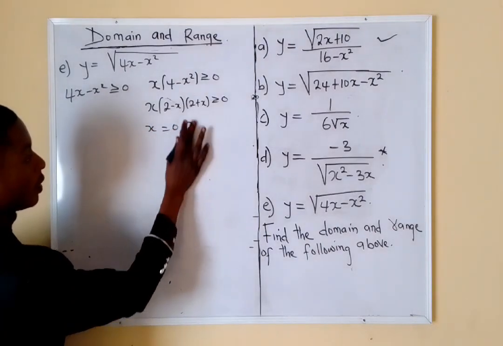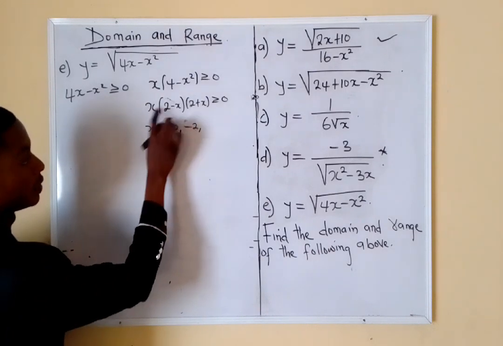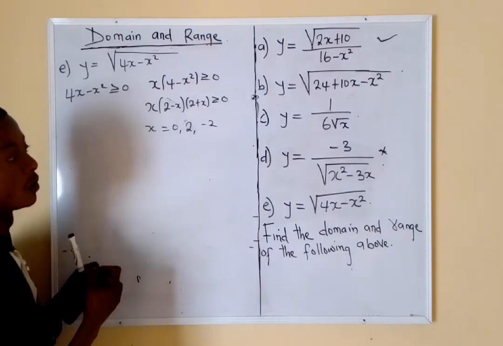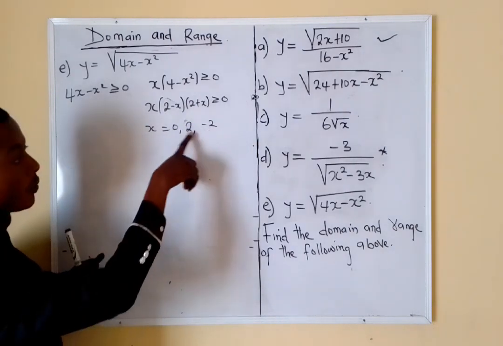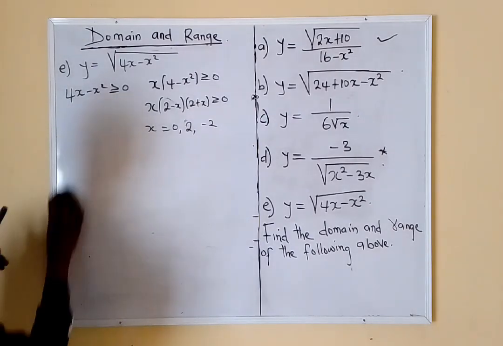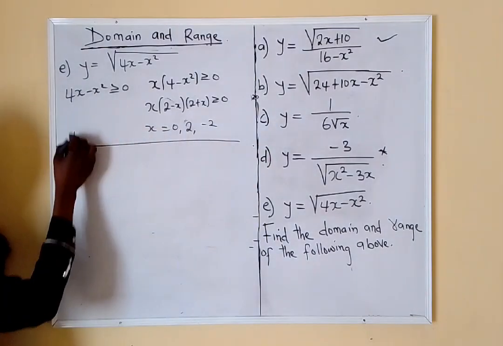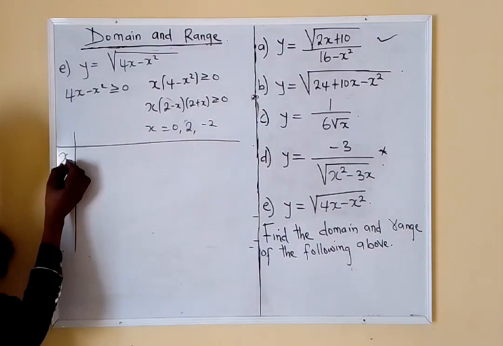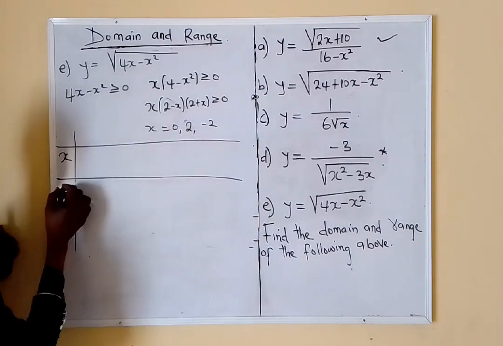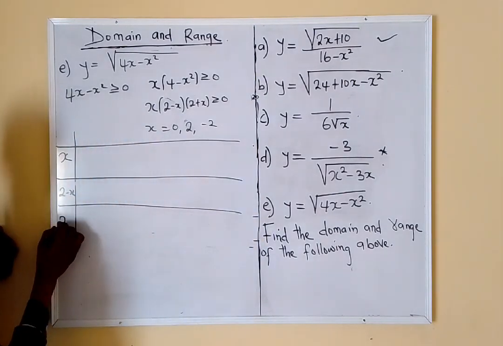So look at how I'm going to arrange them on the sign chart. We are going to have x, here is 2 minus x, here is 2 plus x. Alright, so let's start from x is less than the smallest number, minus 2. That is the smallest number, minus 2.